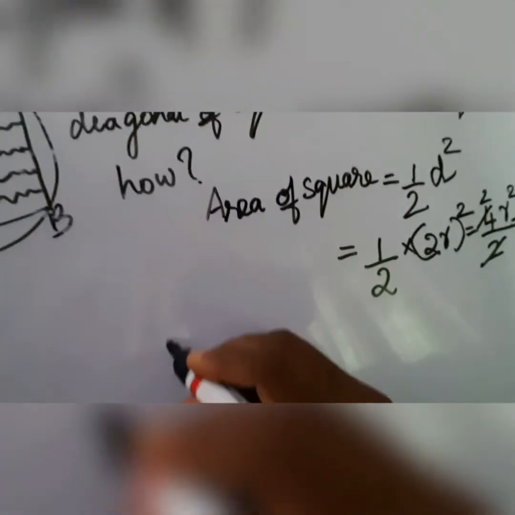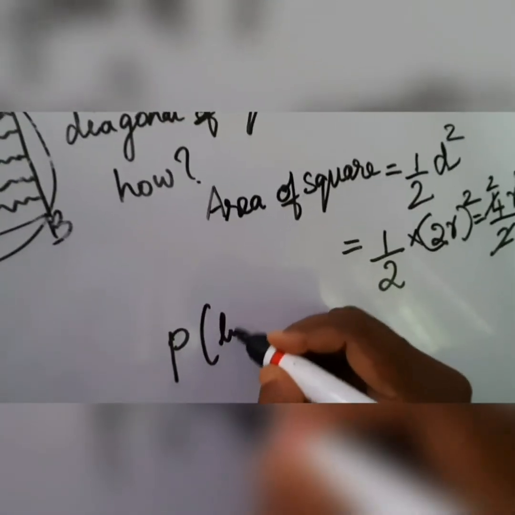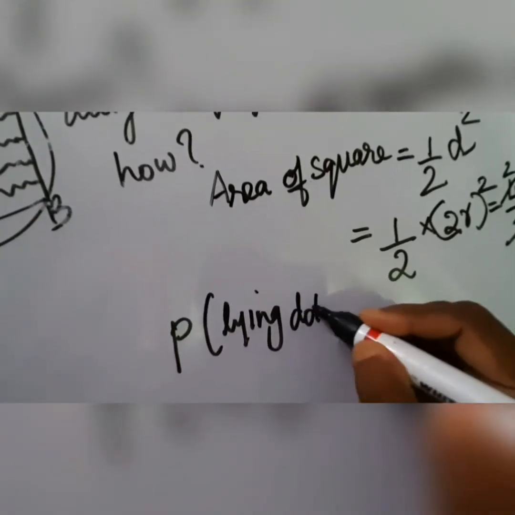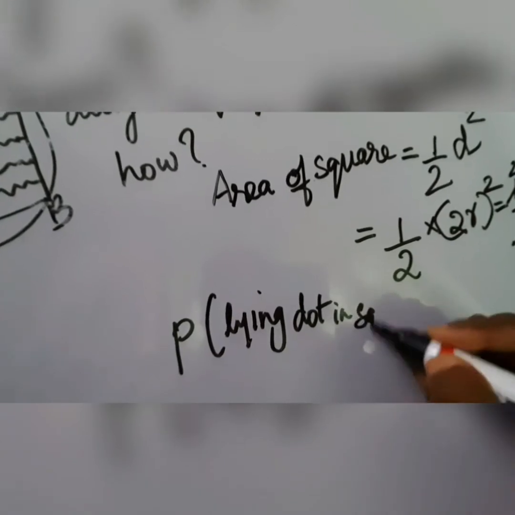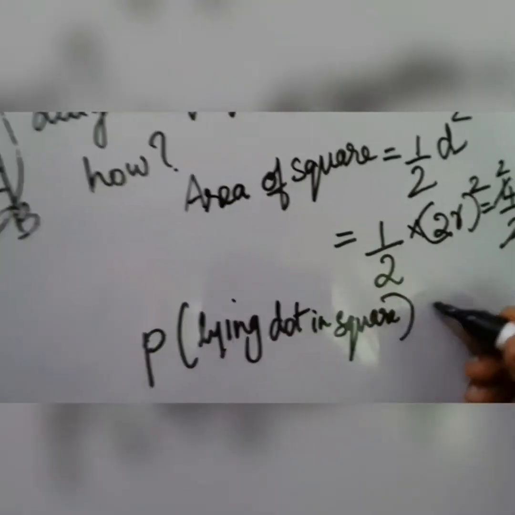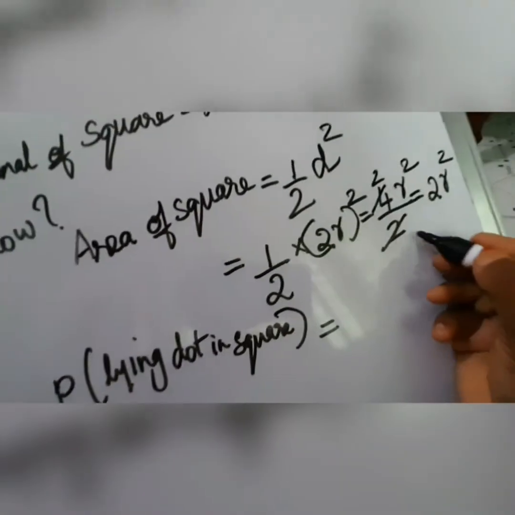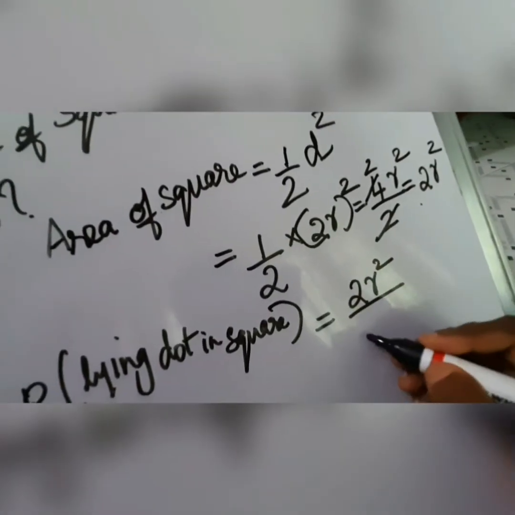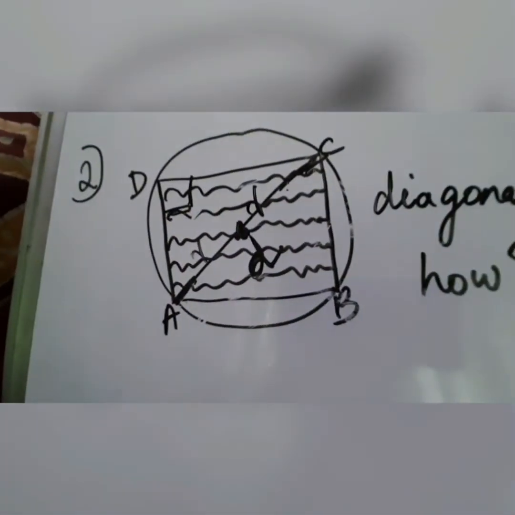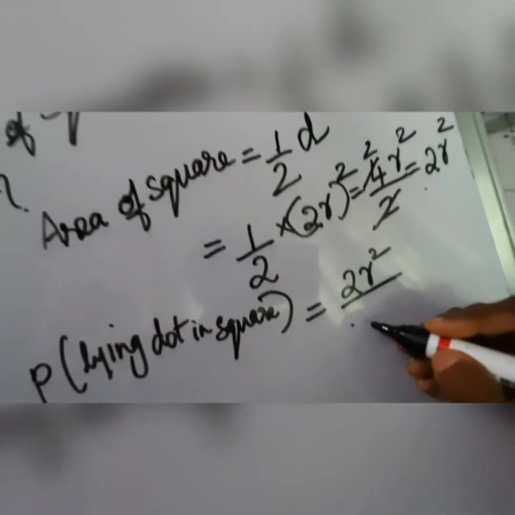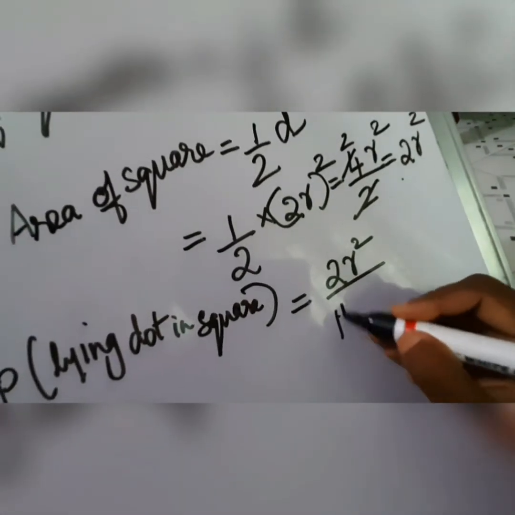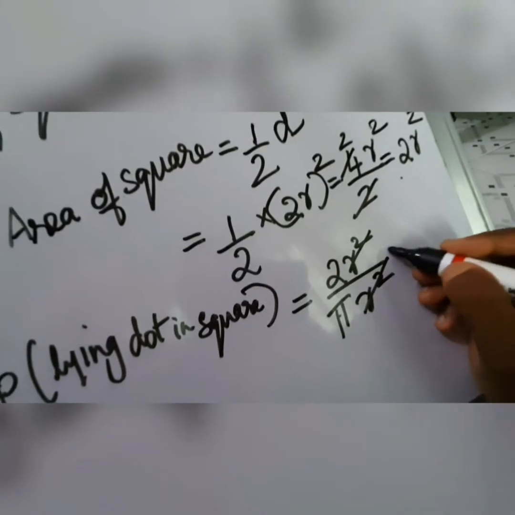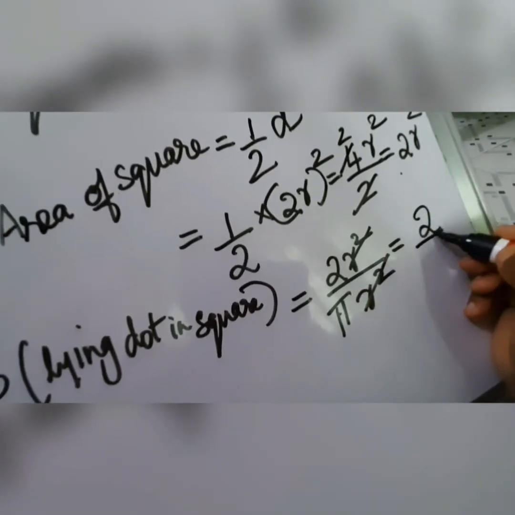Now what is the probability of the dot lying in the square, that is the shaded part? That is equal to the area of the square, 2R square, divided by the total area. What is the total area? This figure is a circle, so the area of the circle, that we know, is pi R square. So we can cancel, and the answer will be 2 by pi.